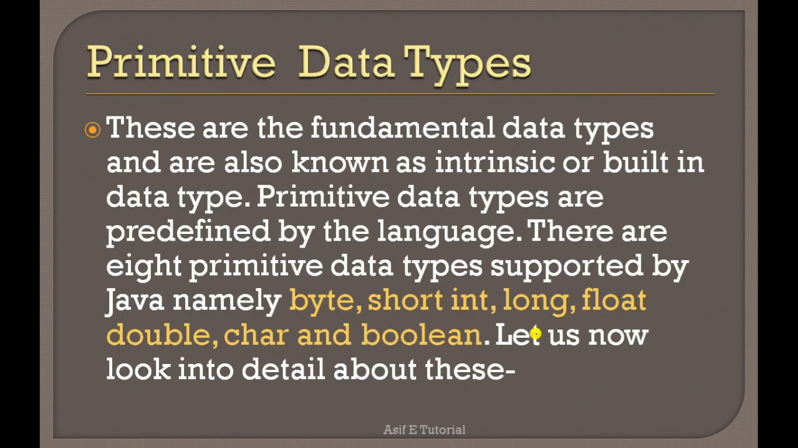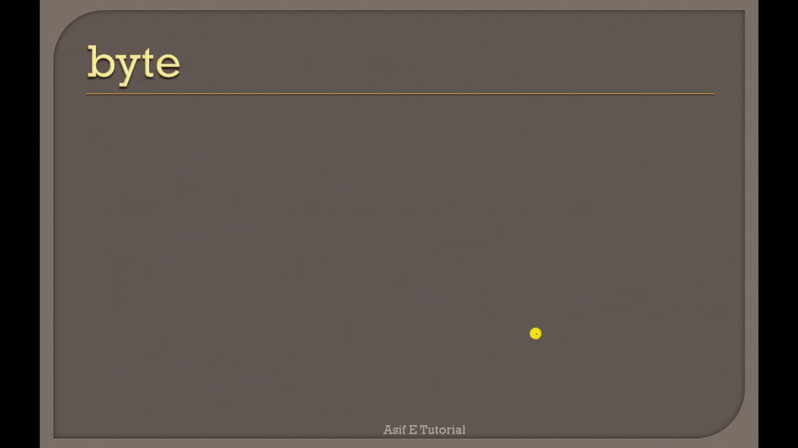So first, let us discuss primitive data types. Primitive data types are the fundamental data types and are also known as intrinsic or built-in data types. Primitive data types are predefined by the language, means these are already defined in the language. In Java, there are a total of 8 primitive data types: byte, short, int, long, float, double, char, and boolean. Now let us look at these data types.